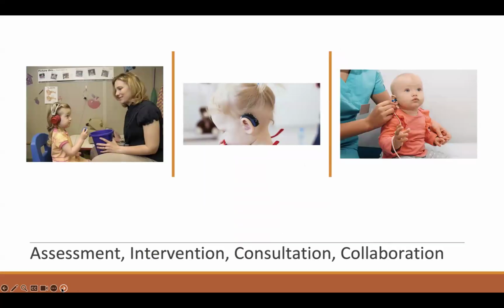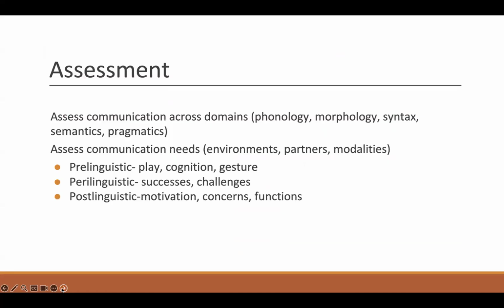What does assessment, intervention, consultation, and collaboration look like for a speech language pathologist who's involved with oral rehabilitation? The first thing that we need to consider is assessment. One of the things that is really important to me that I bring to this oral rehabilitation class as a speech language pathologist is understanding how language is connected to hearing and hearing technology, and how an individual is able to use that hearing technology effectively helps to support language across communication domains.